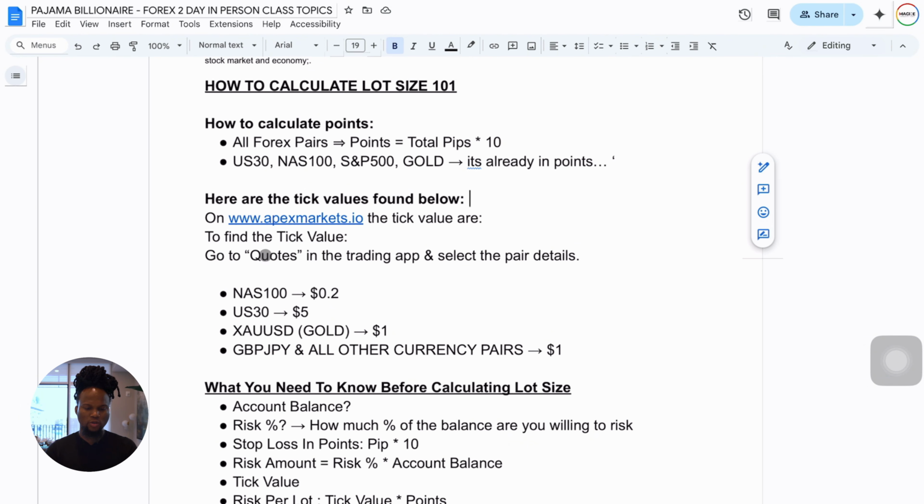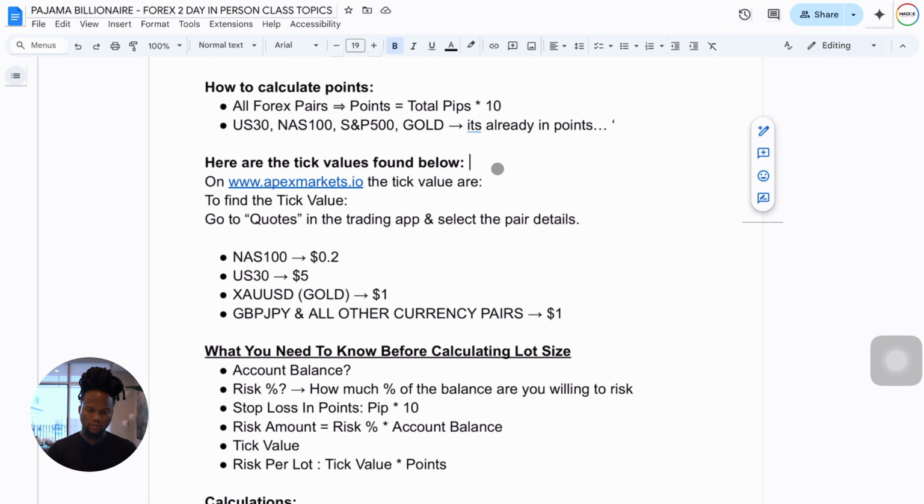So just make note of this. For all forex pairs, points equal pips times 10. You multiply by 10 to get points. You want to convert to points first. For US 30, NAS 100, S&P 500, gold, all of those are already in points. Just make note of that.